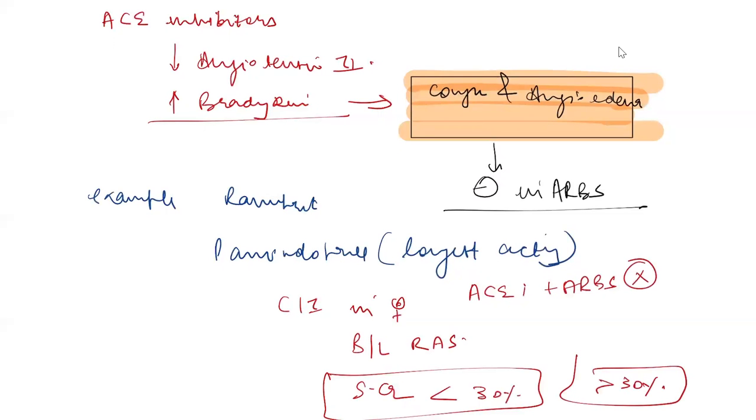Another class of agent is ARB. We have already discussed their mechanism of action: they block the receptors of angiotensin. They don't lead to cough and angioedema. Another point about ACE inhibitors is that they lead to hyperkalemia, so they should be given cautiously in patients having risk of hyperkalemia. ARBs again can lead to hyperkalemia like ACE inhibitors, but they don't lead to cough and angioedema.